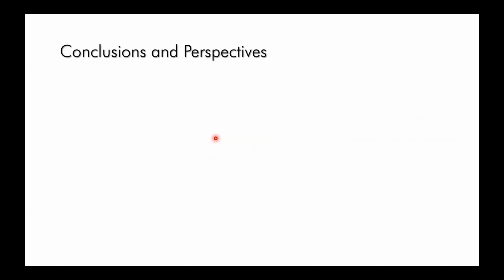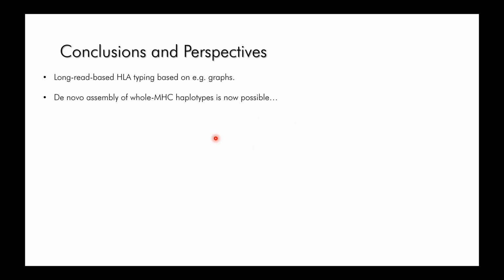So, conclusions and perspectives. Long-read sequencing enables multiple applications in the MHC and HLA. First of all, you can use long reads for HLA typing, for example, using the graph-based approaches that I talked about earlier. Long reads also enable you to completely characterize whole MHC haplotypes. Doing that, however, is still not entirely routine. It is still a bit challenging in terms of the required input data, and also in terms of the bioinformatics, as was probably evident from the description of the assembly pipeline that we used.